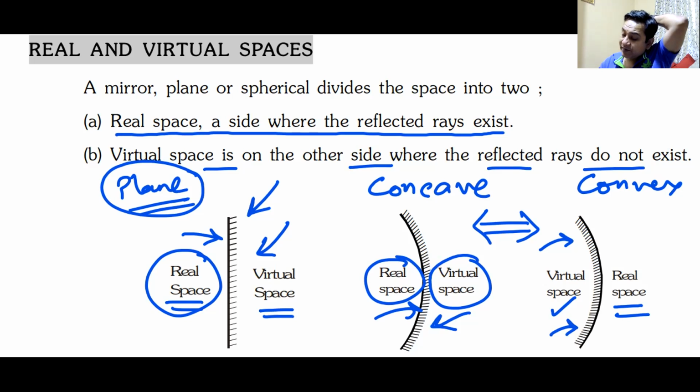So this is what I mean by real and virtual space, as a type of mirror. Every mirror divides the space into two halves. One is the real space where the reflected ray exists. One is the virtual space where there is no reflected ray. Do we understand this? I'll give you a minute to note this down. I'll be back in a minute.